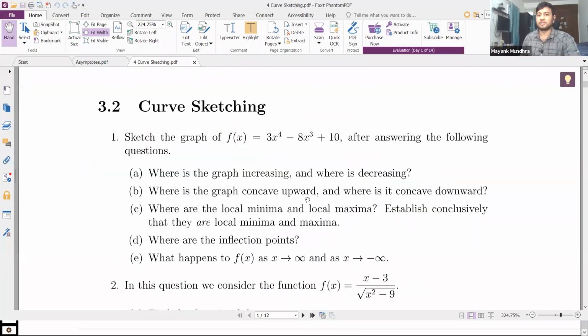Where is the graph concave upward and where is it concave downward? Concave upward is basically concave and concave downward is basically convex. This is some old language, which is not very prevalent, but it's an old problem set that I've copied from somewhere, so I'm not going to take credit for it. Concave upward means that it is U-shaped.